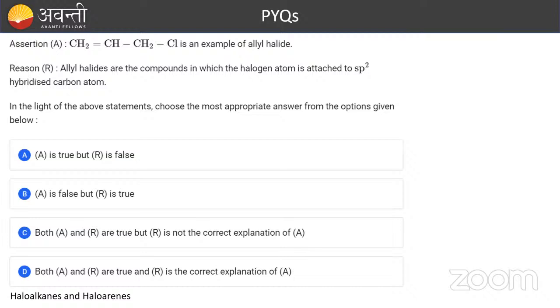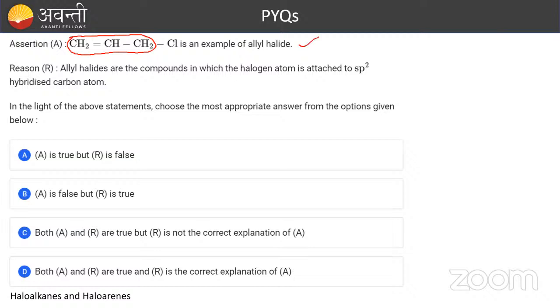Option A. Okay, fine. So let's go ahead. The assertion says that it is an example for allyl halide. That is the correct assertion. You know why? We have a carbon-carbon double bond, then a single bond, and then a single bond with the halogen. So this is an example for an allylic system.